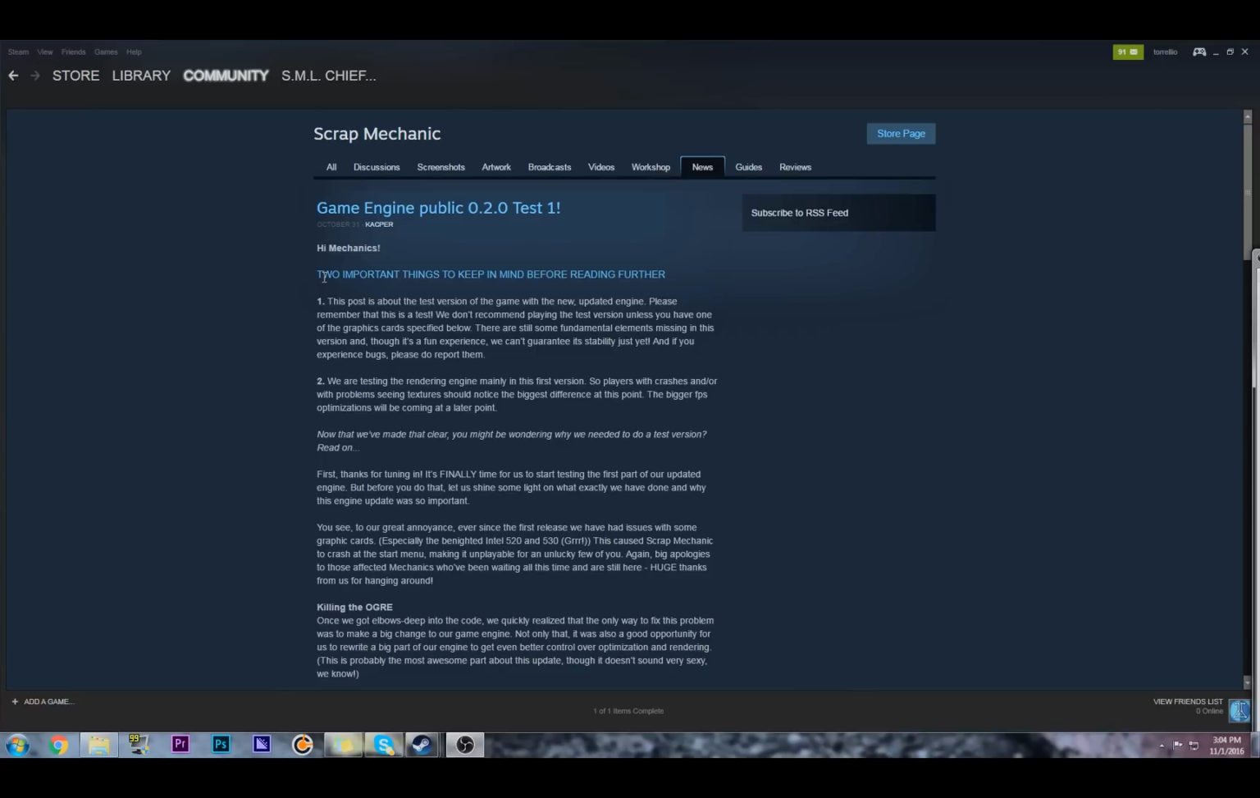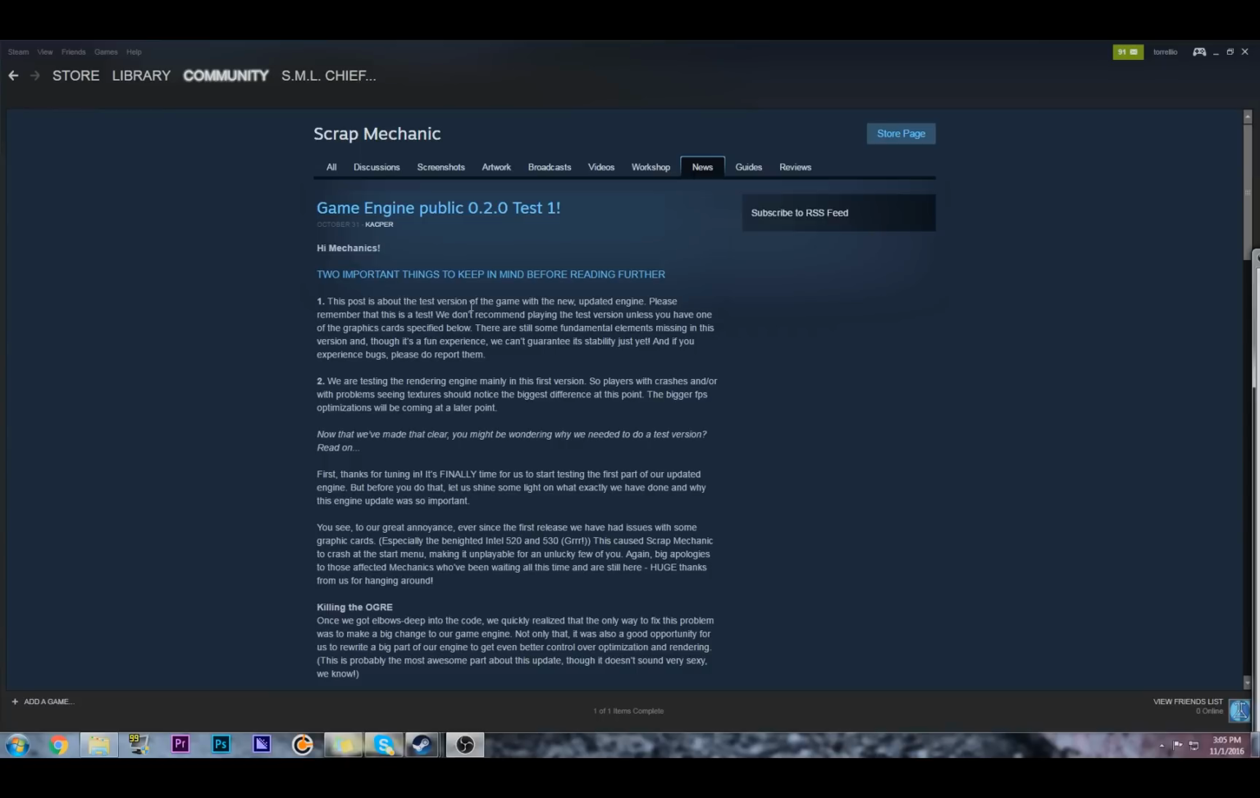At the very, very top, they say, two important things you need to keep in mind before reading further. Honestly, it should say two important things to keep in mind before you even do the update. Or not the update, it's more like a backdate or roll back in certain ways for a lot of us. But let's clear this up. The new engine is a monumental task, and them even releasing it to us now, I am extremely grateful I had the opportunity to play with it, but it makes it a lot easier to understand why they were working on it and debugging it so long.